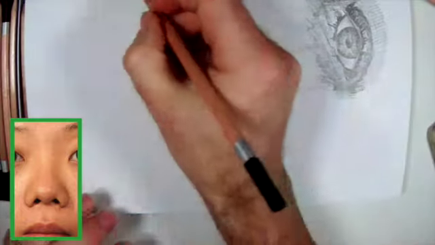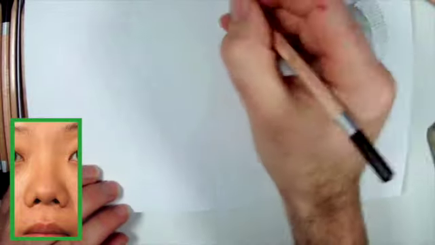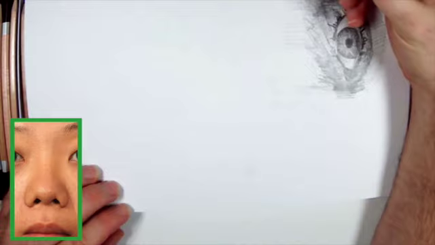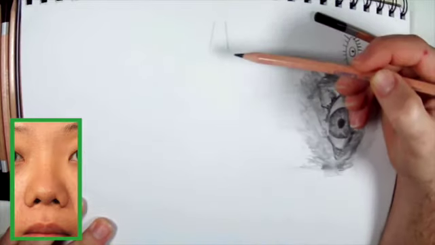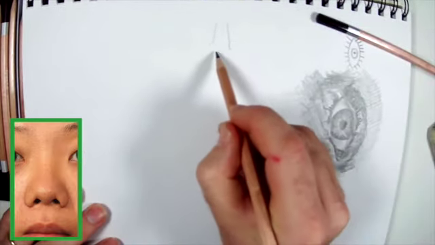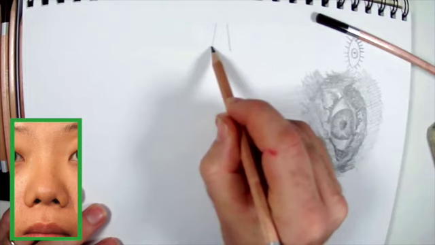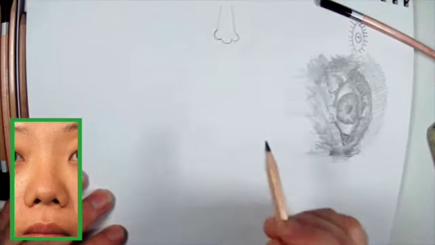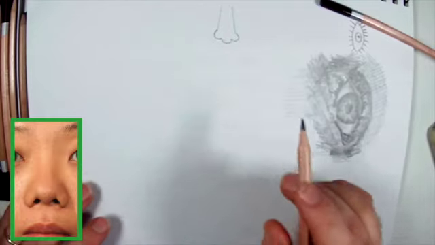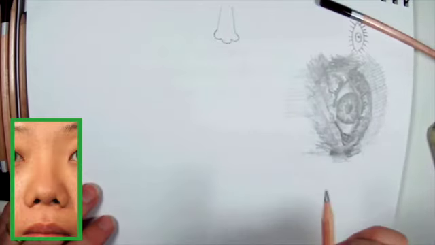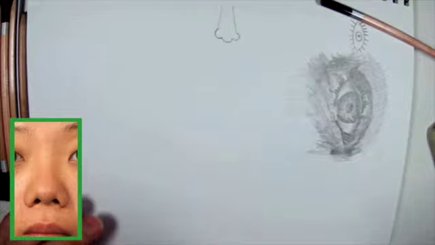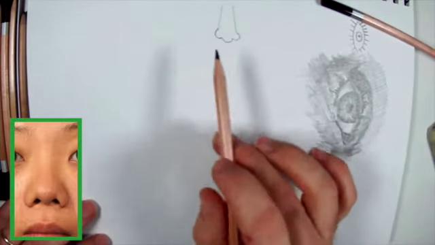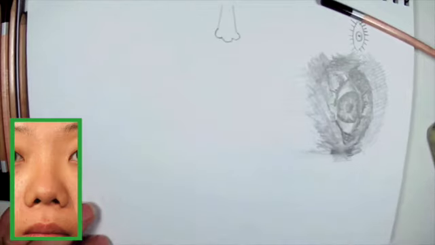Typically when we're thinking about how we draw a nose, we'll draw the two sides of the bridge of the nose here, and then we'll draw the nostrils, something like this. Again, this is about how we think a nose looks, but we're not actually paying attention to the actual structure and the lighting that is necessary in order to understand the form of the nose itself.